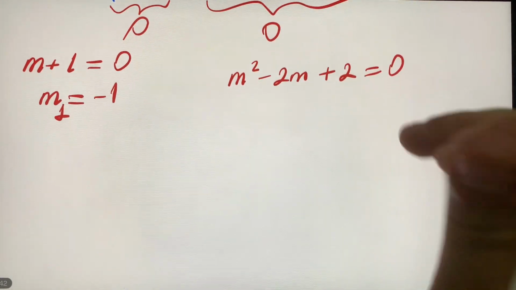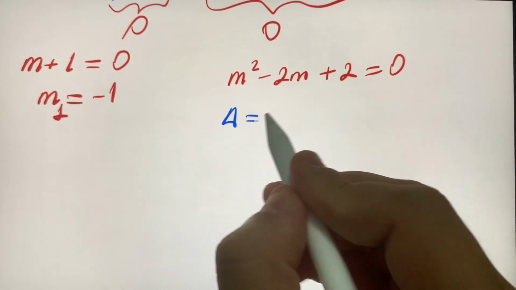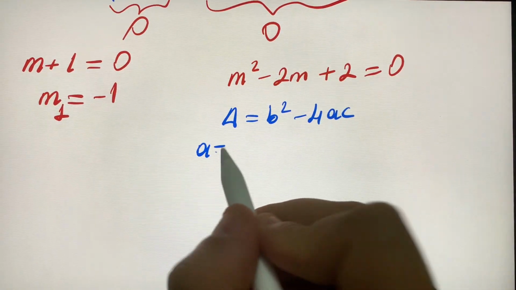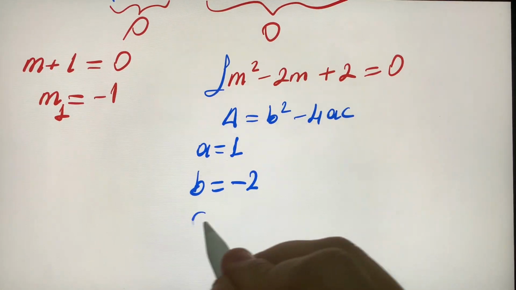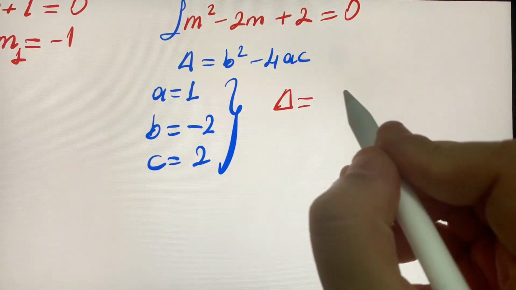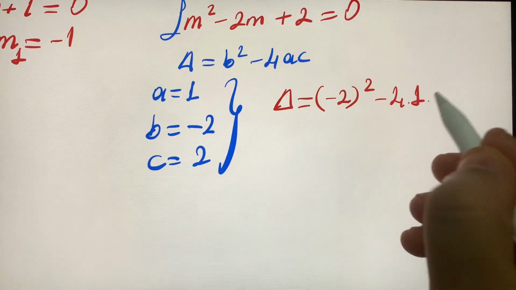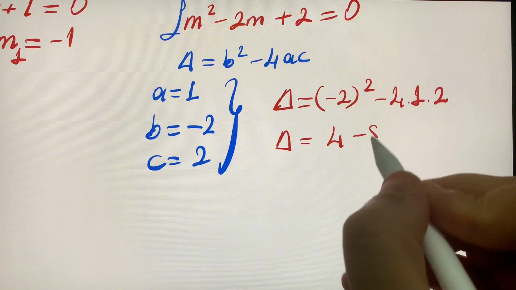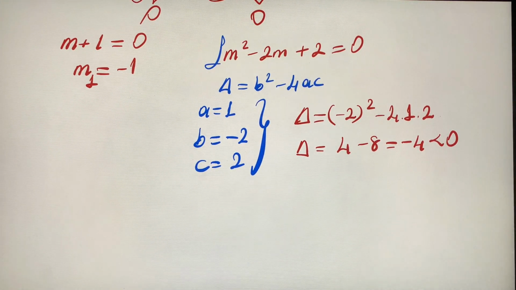We see that it is not factorable, so we need to use the discriminant, delta. Delta equals b squared minus 4ac. The expression we call a here is 1, b is minus 2, and c is 2. If we put them in place in delta: minus 2 squared minus 4 times 1 times 2, delta is equal to 4 minus 8, which is minus 4. Thus delta is less than 0, so we pass to the complex numbers.